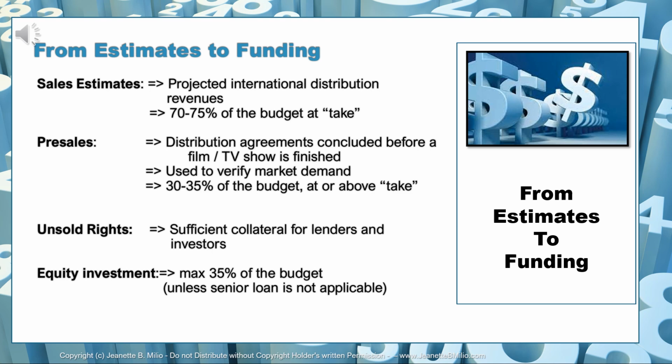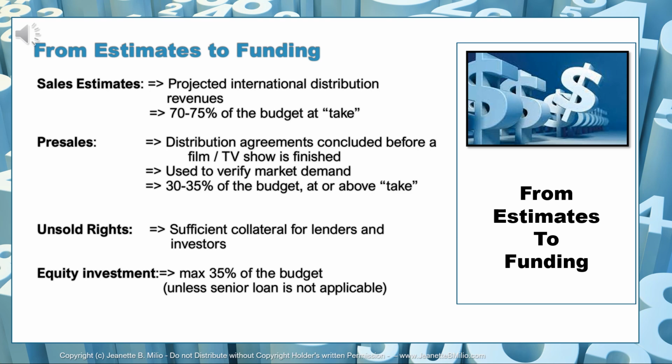The bank, the junior lender and the equity investor will obviously look at the sales estimates after the pre-sales were made to see if there is enough money for them to give me a loan. I could get a gap loan for unsold rights. I could get a junior loan if, after these unsold rights are taken as collateral by the bank, there's still enough collateral available for the junior lender. How much money would they give me? And then the same for my equity investor.